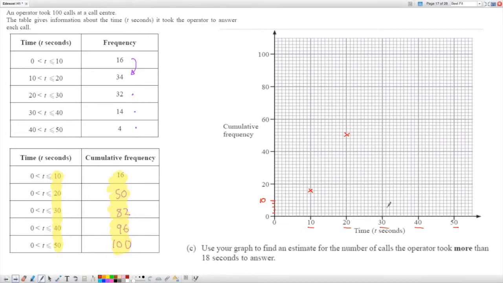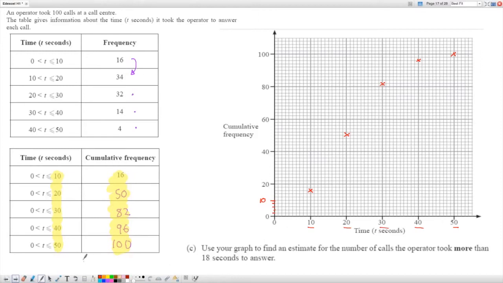We then have 30 and 82, up to 80 and one more square for 82. 40 and 96 is going to be 2 away from 100 here. And lastly 50, our frequency here of 100.